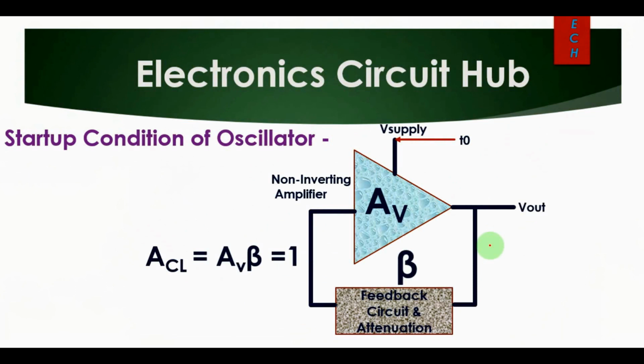Okay. So let's say at time t equals t0, there is no power supply to this non-inverting amplifier, so the output is 0 here. So the output is 0, so the same signal is fed back to the feedback circuit and it is given to the input of this non-inverting amplifier, and you will get 0 volts here.